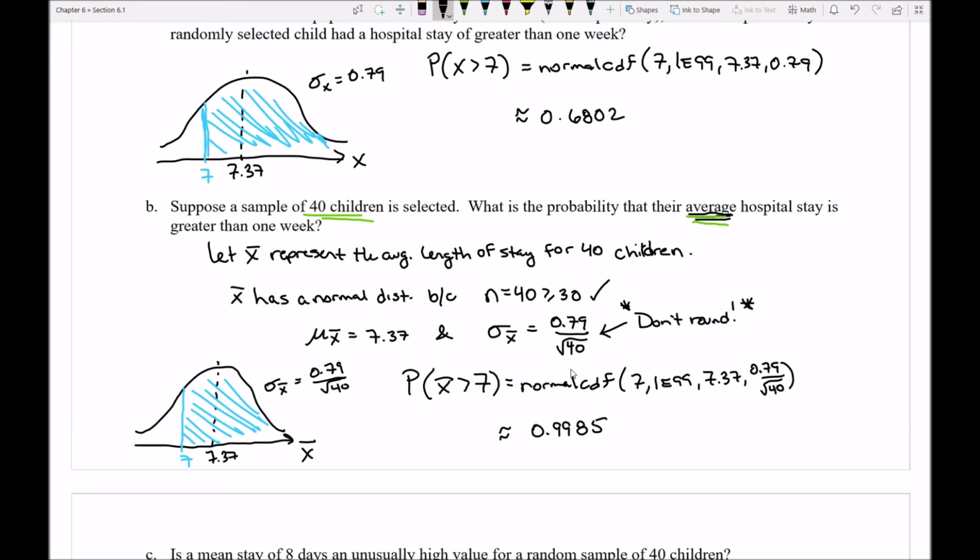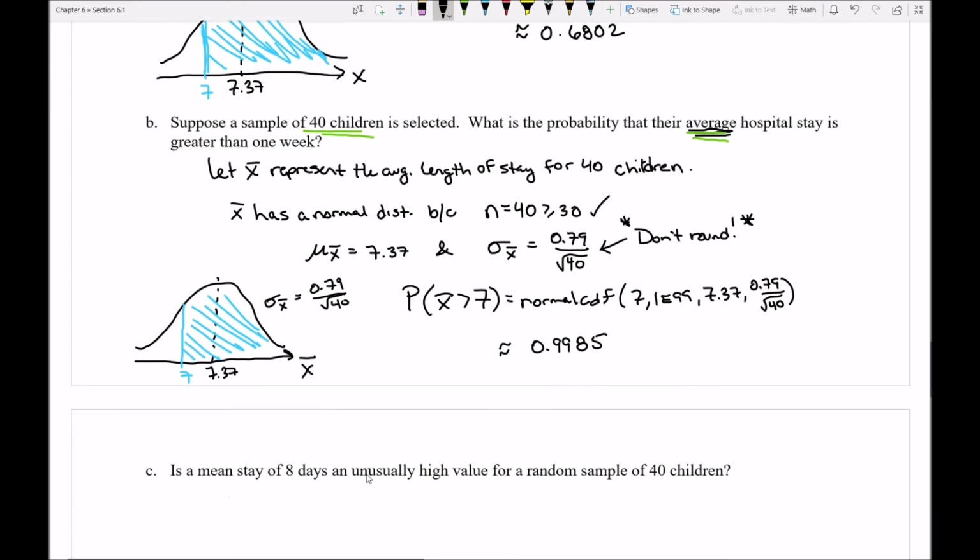In the next video, we'll take a look at part C down below, which asks a very different style question. And we'll see how to tackle that and start to get into some of our first uses of calculating probabilities to conduct inferences.